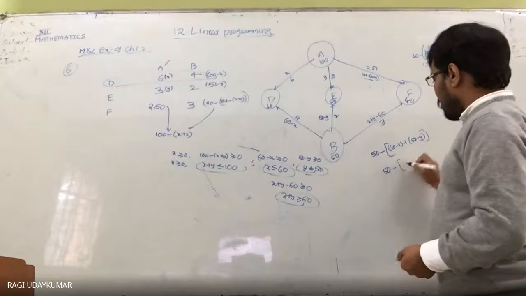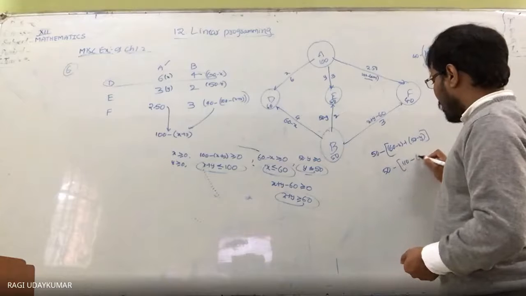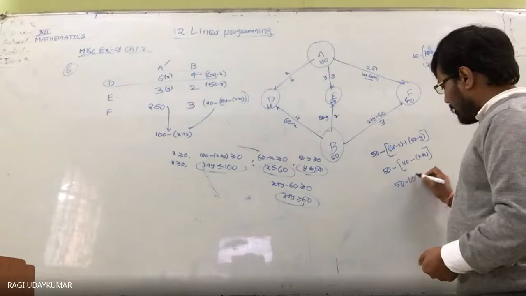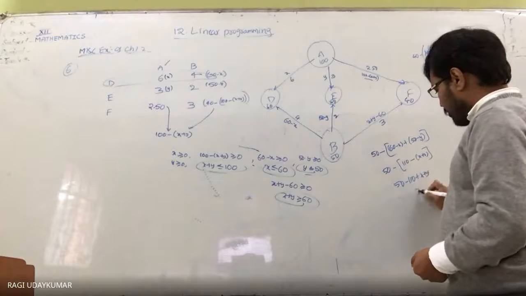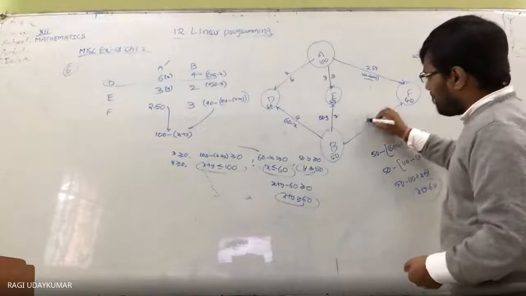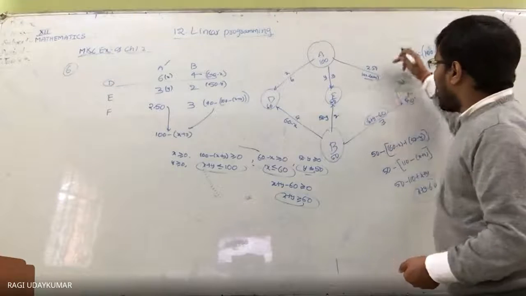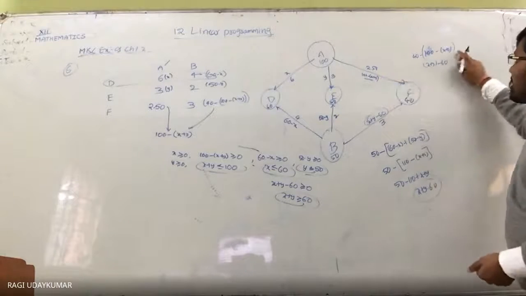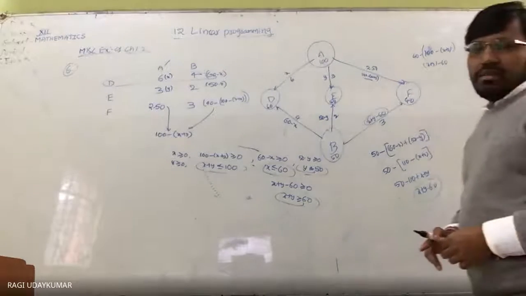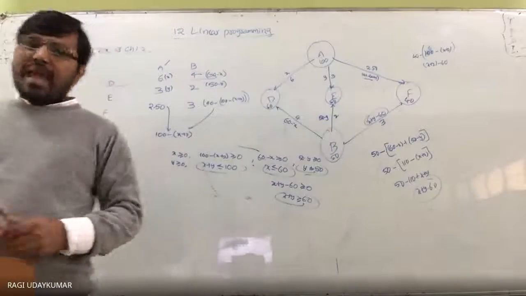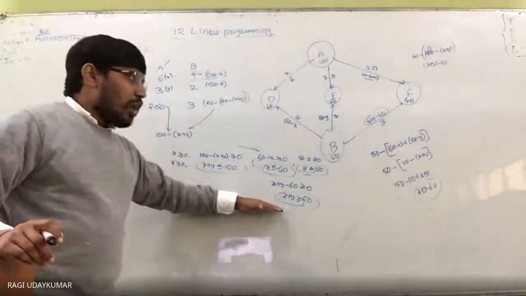What do you get here? 50 minus 110 plus x plus y. So x plus y minus 60. You will get this x plus y minus 60 from here onwards. You will get 20 from 40. Like this also you will get the same. In both the directions same.